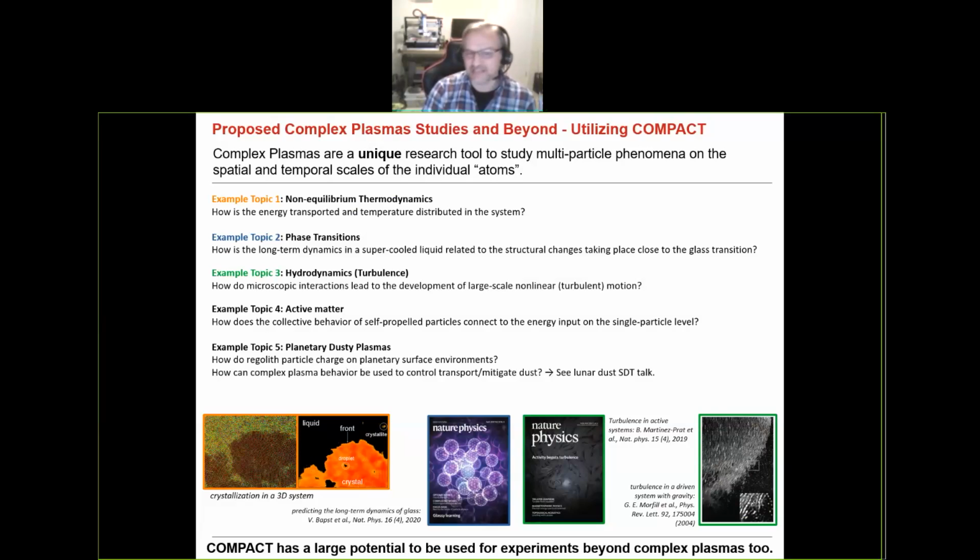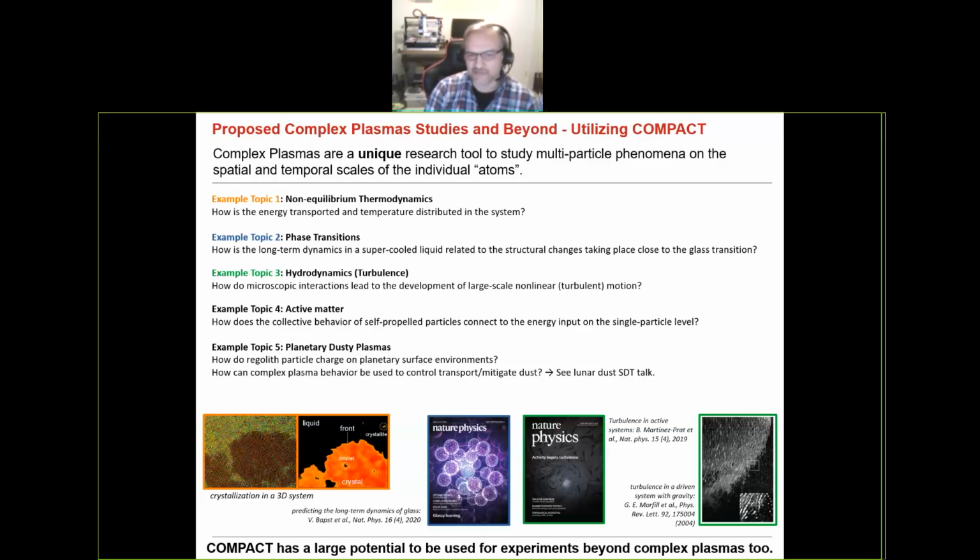And the main thing now, different from the first four topics, is that we really would like to expand to different research fields, like planetary dusty plasmas, soft matter, granular matter, colloidal science, or geophysical science. We really need input from those communities about what this complex plasma experiment could do for them, because it's a big investment, and the larger the community, the more scientific outcome we will get.